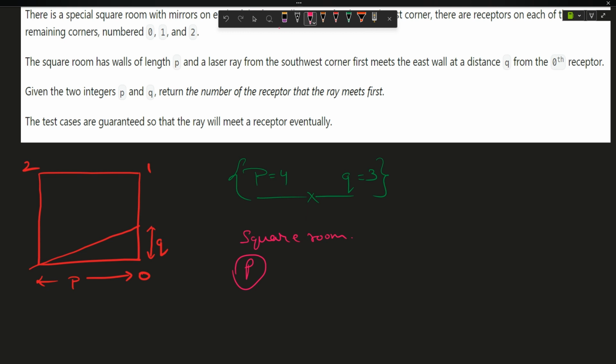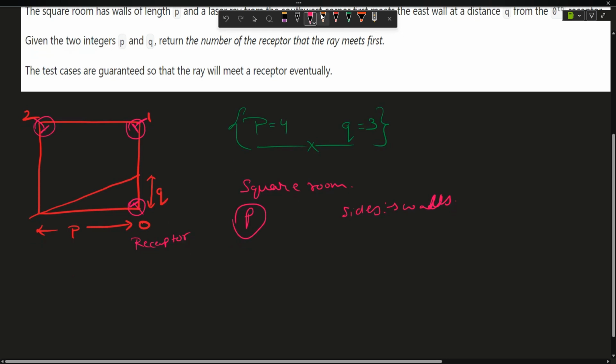Now, this corner has the ID of 2. This corner has the ID of 1. This corner has the ID of 0. And this corner has no ID. All the three corners have a receptor attached to them. That is, this is receptor 0, this is receptor 1, this is receptor 2. The sides of the square are actually walls.